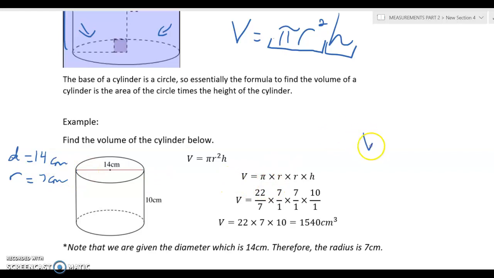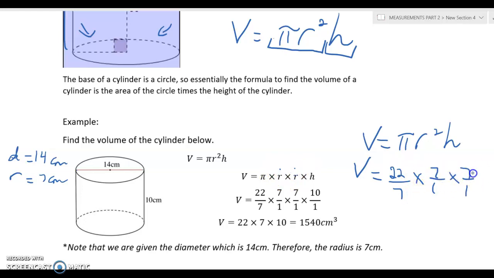So you want to find the volume, pi r squared by height. So that is pi. We could use pi as 22 over 7, since it wasn't specified whether to use 22 over 7 or 3.14. So that's 22 over 7 times r by r, which would be 7 over 1 times 7 over 1, and then multiplied by h, the height, which is 10.